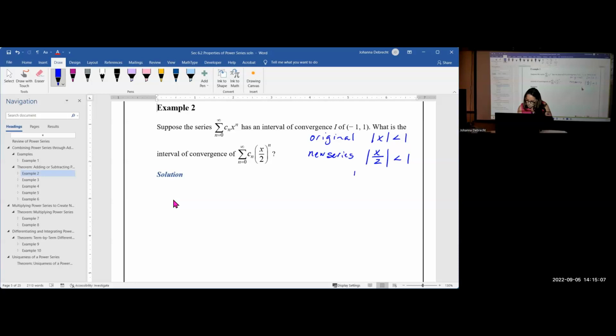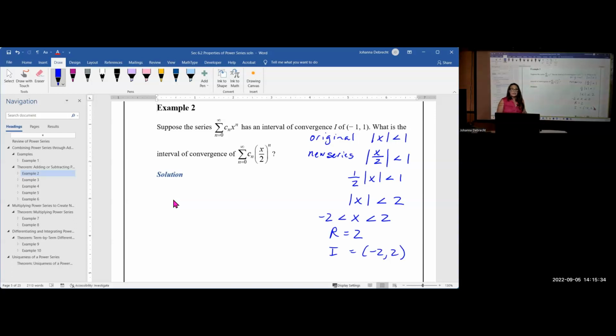So we can pull the 1/2 out of the absolute value, and then we can multiply both sides by 2, and that gives us the magnitude of x is less than 2, which basically tells us that the new power series has a radius of convergence equal to 2 and an interval of convergence equal to -2 to 2. And again, we don't need to check the endpoints because we got this from the theorem.